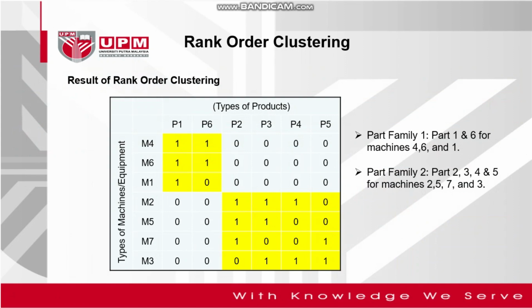So the result of the rank order clustering, we have two part families here. Part family number 1 includes part 1 and part 6, for machine number 4, 6 and 1. For part family 2, we have part 2, part 3, part 4 and part 5, for machines M2, M5, M7 and M3.